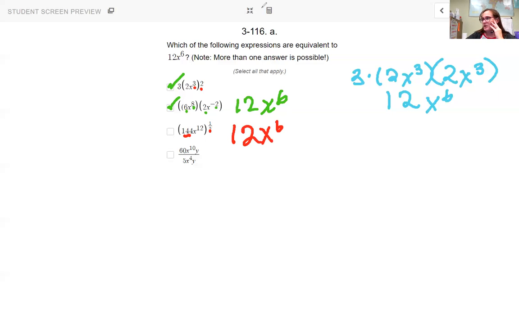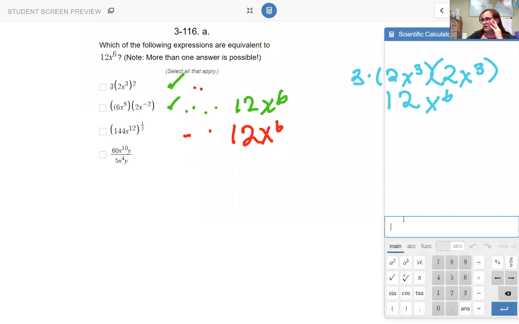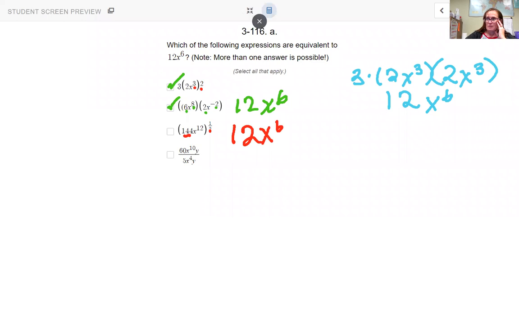And if you need to come up here and use the calculator, oh yeah, gotta turn that off. If you need to use the calculator, you just type square root 144, and there you go, it's 12. All right, so that means that, yep, this one will work also.